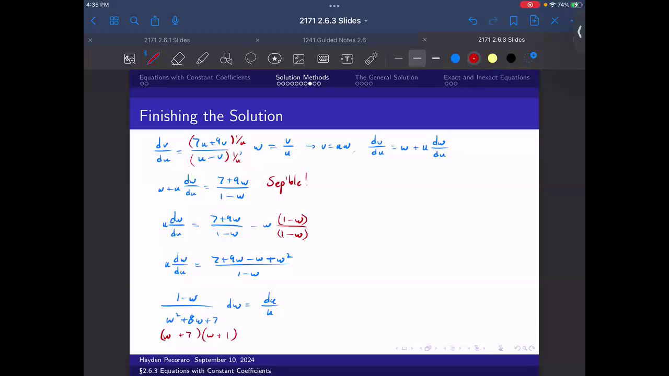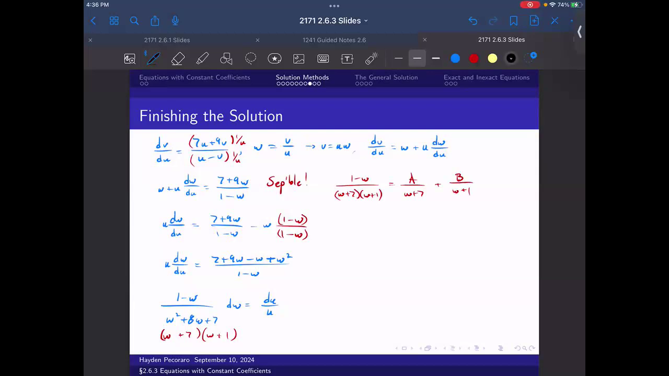So we can rewrite things. Let's go ahead and do that partial fraction part first, just to get it out of the way. 1 minus w over (w plus 7)(w plus 1) equals a over w plus 7 plus b over w plus 1. All right.